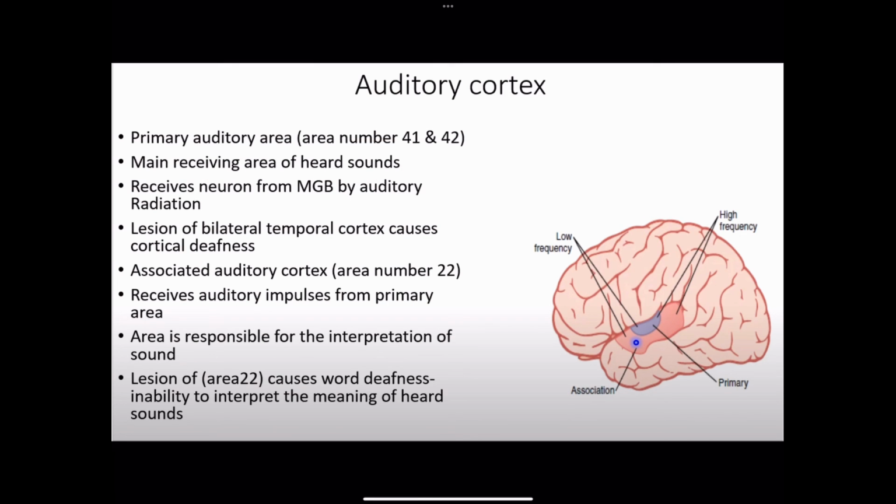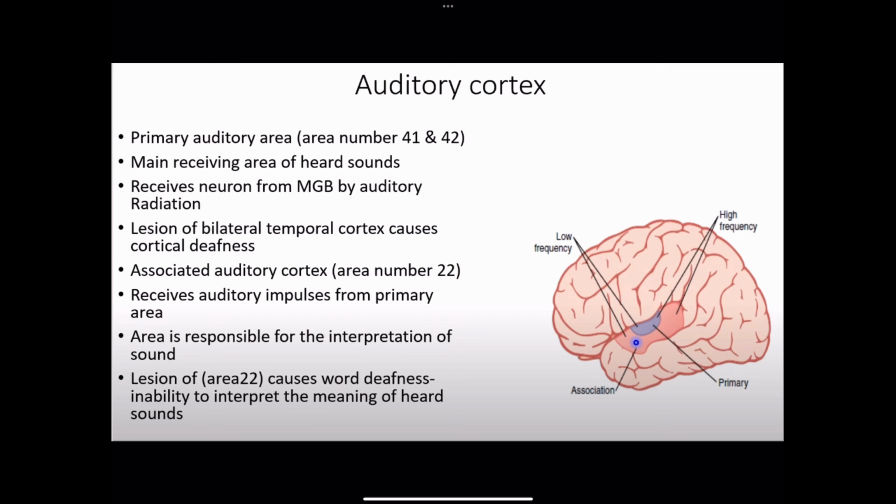Next, auditory cortex. We have the primary auditory area and the associated auditory area. The primary auditory area is area number 41 and 42. It is the main receiving area of heard sounds. It receives neurons from the medial geniculate body by auditory radiation. And lesion of the bilateral temporal cortex causes cortical deafness.